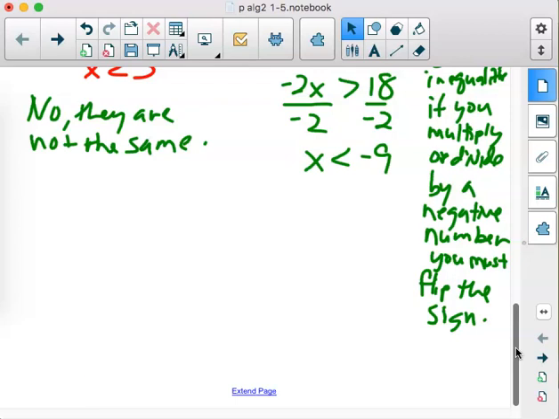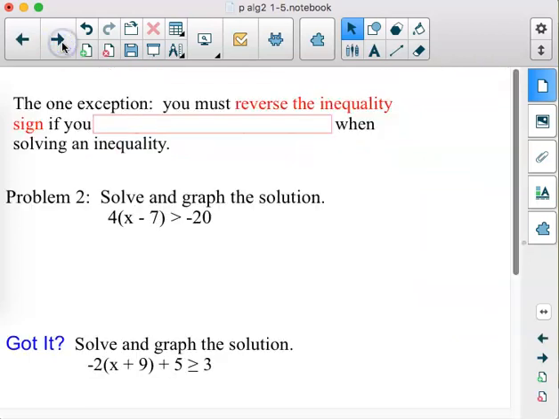People are writing like crazy, so I want to hang on and make sure everybody had a chance to write down. If you multiply or divide by a negative number, you gotta flip the inequality. Anybody need more time? All right, off we go. And here it is. The one exception, you must reverse the inequality sign if you multiply or divide by a negative. Oh, see at home, you just had me write that down on the other page. Now I got to write it down again.